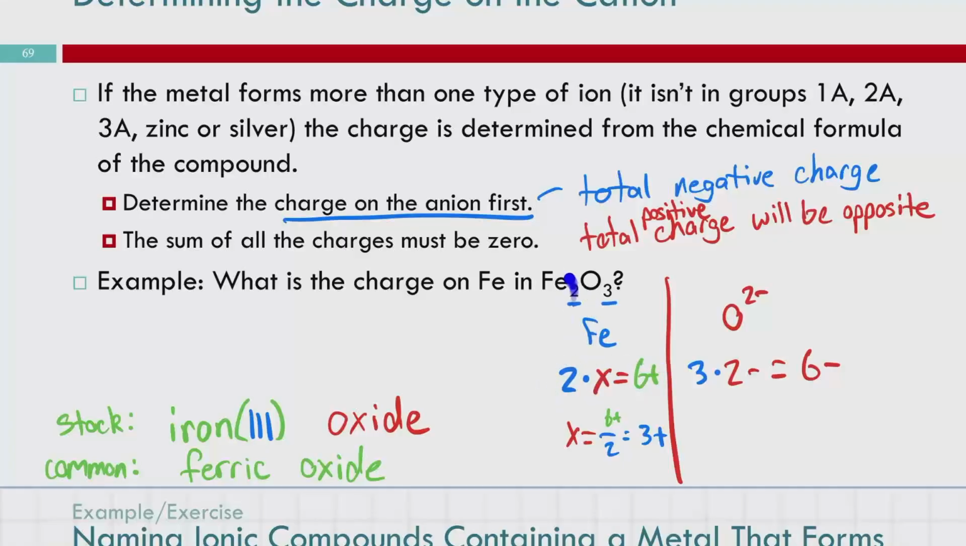So 2 times the charge on our iron is going to give us a 6+ charge. We do a little bit of algebra. We figure out that the charge is equal to 3+. So then we could write down this is iron 3 oxide or ferric oxide. I believe iron's one of the ones that you have to have memorized. So you have to be able to produce both of those names.